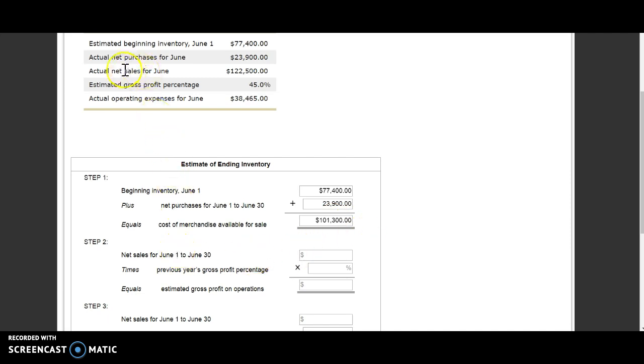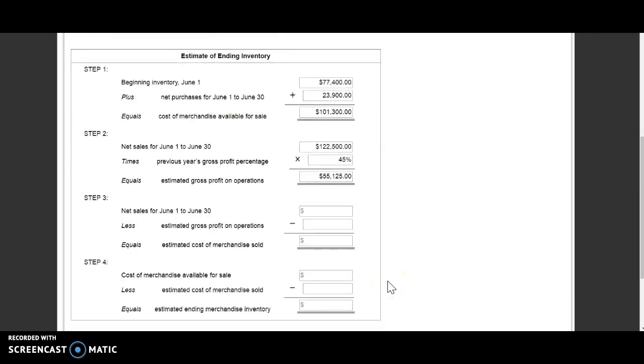So now we need to make sure that we're looking at net sales, not net purchases. So 122,500. Then we're going to multiply previous year's gross profit percentage. They give that to us up here, so 45%. Multiply those two numbers together. We should get 55,125.